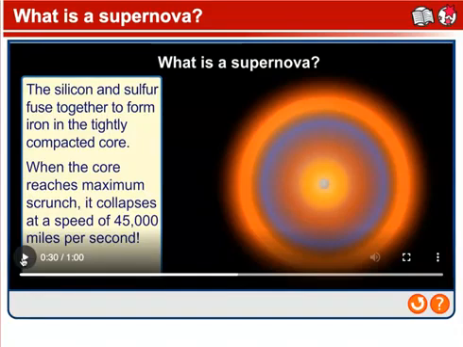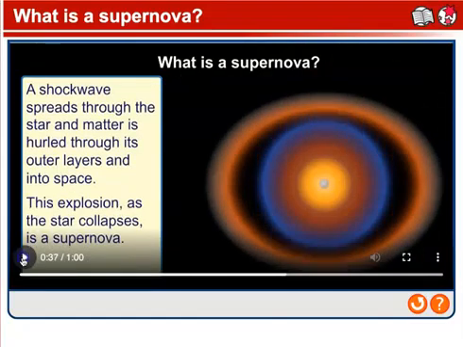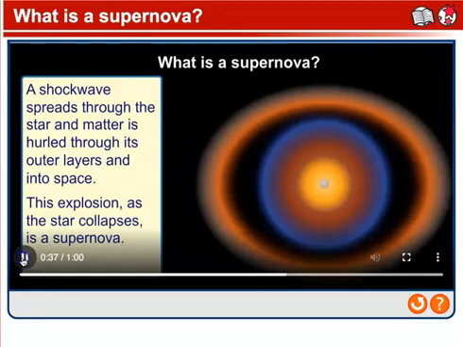When the core reaches maximum scrunch, it collapses at a speed of 45,000 miles per second. A shock wave spreads through the star, and matter is hurled through its outer layers and into space. This explosion, as the star collapses, is the supernova.